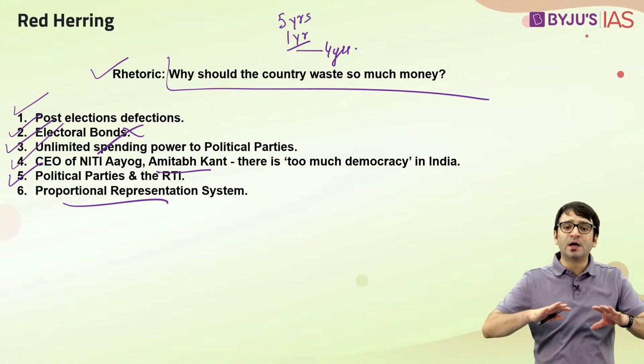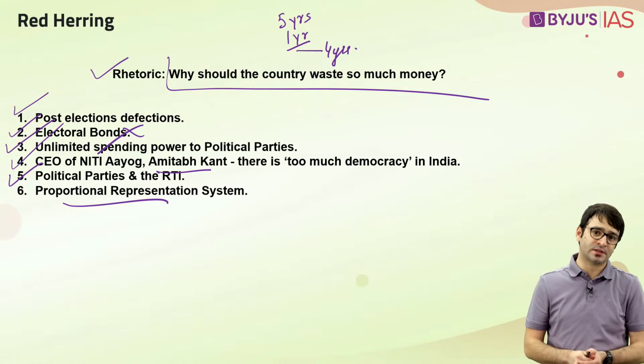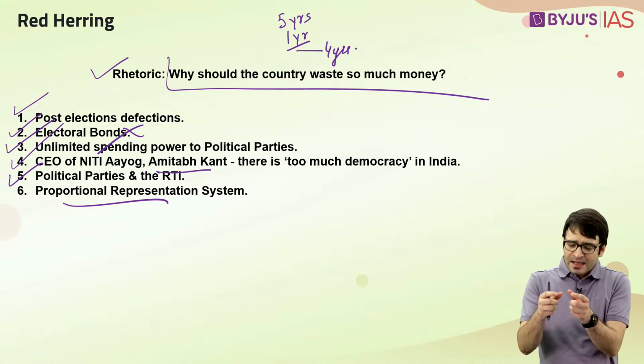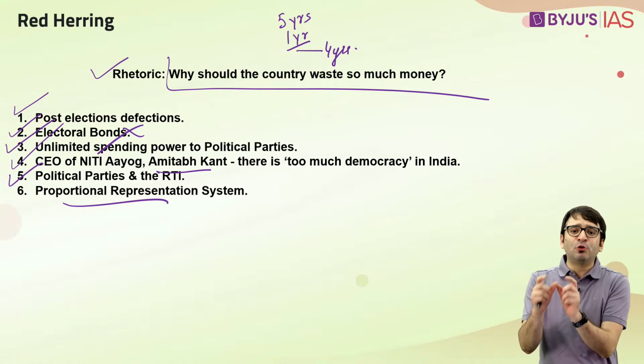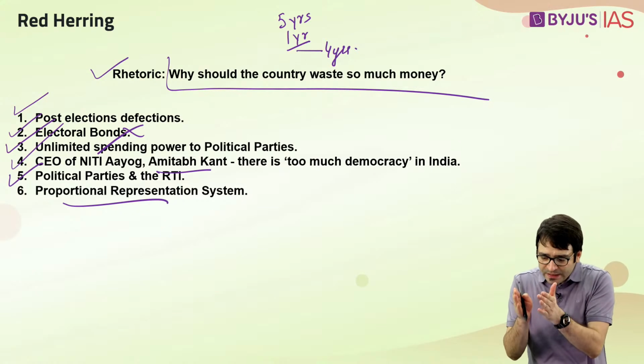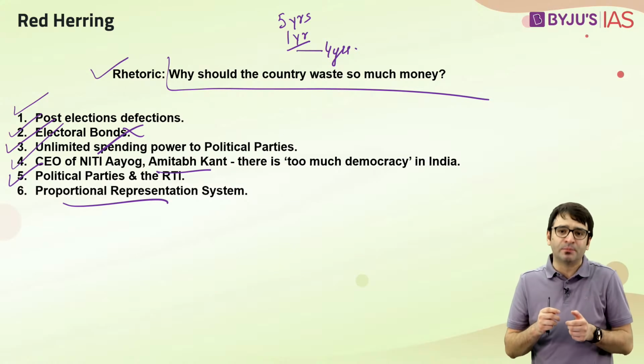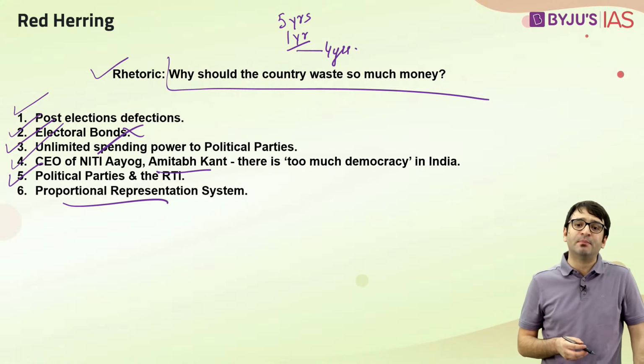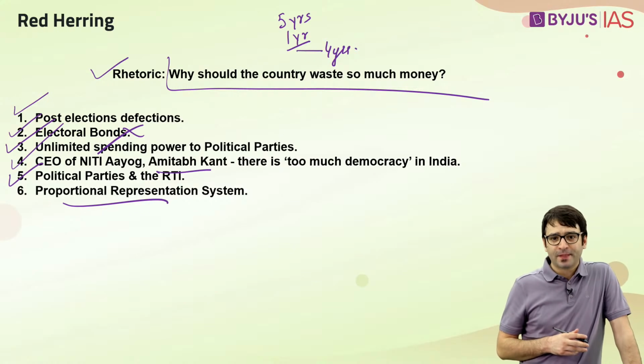Why can't we ensure a proportional representation system? Why can't we ensure that based on the number of people who have voted for you, those many candidates of yours should be there in the parliament, should be there in the legislative assembly? That should be the focus.